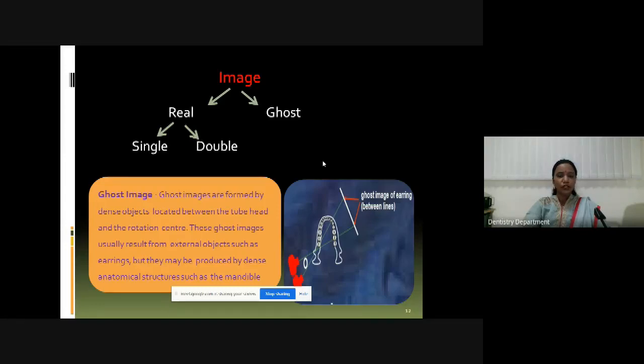What is a ghost image? Ghost images are formed by dense objects located between the tube head and the rotation center. These ghost images usually result from external objects such as earrings, or they may be produced by dense anatomical structures such as the mandible. So that is why we ask the patient, once they enter the OPG room, to remove all the metal belongings the patient is wearing. We even ask the patient to remove the neck chains they are wearing.